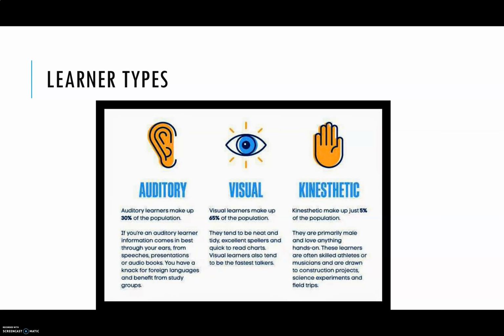As you can see from this graphic here, the vast majority, or rather just nearly two thirds of all learners fit into the visual learner category, while about 30%, the other dominant group, fit under the auditory. And as you can see here, kinesthetic is probably the most unusual learner type.